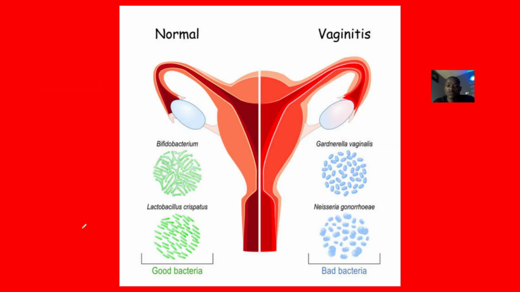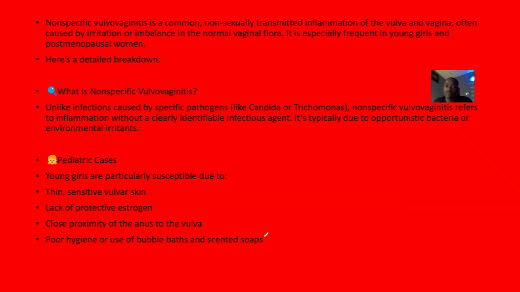Okay, so vaginitis is inflammation of the vagina. Vulvitis is inflammation of the vulva. So if you have inflammation of the vulva and the vagina, that's what we call vulvovaginitis. So if it's non-specific, let's describe what it means. It's actually non-sexually transmitted if we say it's non-specific.